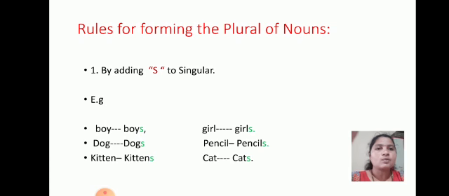And in plural form, we have to add only s at the end of these words. For example, boy, boys. Dog, dogs. Kitten, kittens. Girl, girls. Pencil, pencils. Cat, cats.